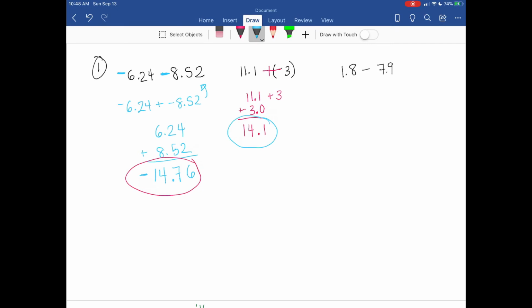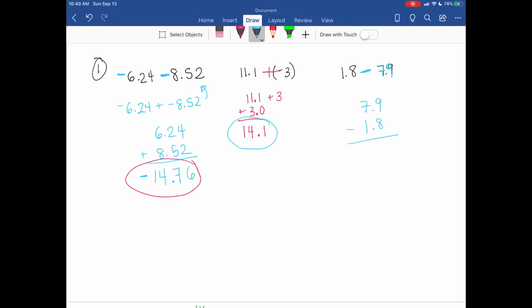Now here, I've got a positive 1.8 and a minus, so negative 7.9. So I've got opposite signs, so I know I take the difference. So I'm going to subtract those two from each other and keep the sign of the larger number, which is going to be negative, right? Because it's 7.9. So 9 minus 8 is 1. Our decimals line up perfectly. And then 7 minus 1 is 6. But then that answer is negated because the 7.9 is the larger number, and it's negative.